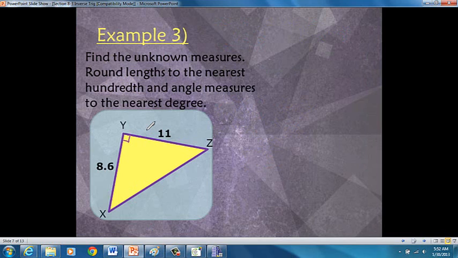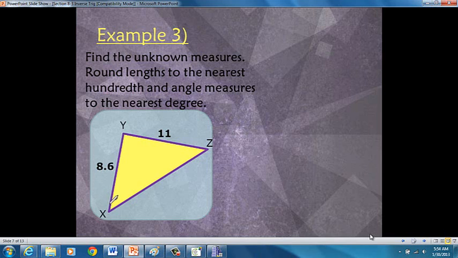For example 3, we're going to find the unknown measures of this right triangle. We're going to round lengths to the nearest hundredth and the angle measures to the nearest degree. We start out with two sides, or even one side and one of the acute angles, and we want to find all of the other measures. That's called solving the right triangle. So in this example, we're going to solve this right triangle.